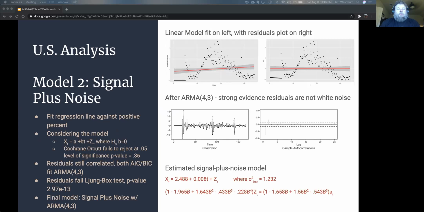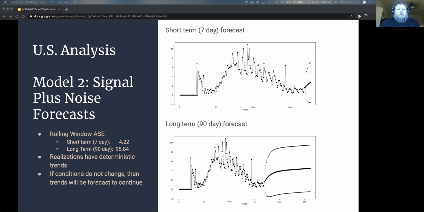For the second model, I wanted to look at what a trend would look like for a forecast, so I fit a signal plus noise model. The first thing I did was fit the regression line against the positive percent, as seen in the graph in the top left. The residuals appear to have no slope, further supported by running a Cochrane-Orcutt test. However, the residuals are still correlated, as shown by the graph in the top right. So I fit an ARMA(4,3), with the final estimated model below in red. The short-term 7-day forecast has a pretty good rolling window ASE of 4.22, with the 90-day long-term forecast having a rolling window ASE of 95.84.